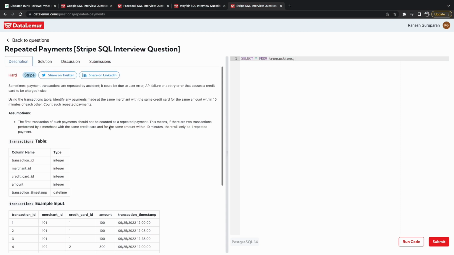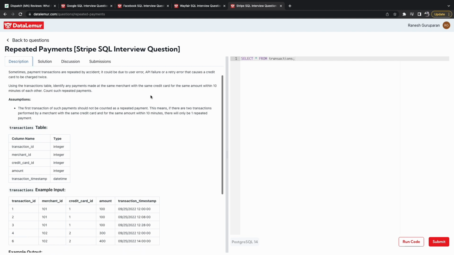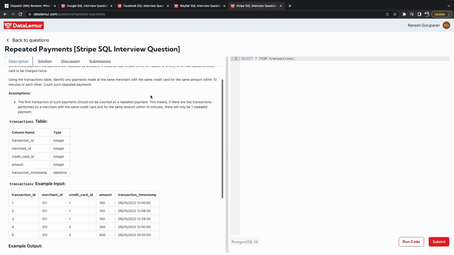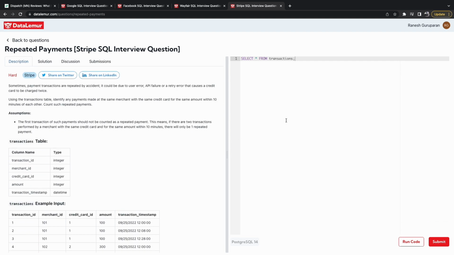Alright, we're going to be doing the Stripe repeated payments question from SQL. Here we're going to look at payments that are repeated by accident due to a user error or API failure. We are going to identify any payments that are made by the same merchant with the same credit card for the same amount within 10 minutes of each other. So those are error payments, I guess. And we want a count of how many of those payments have occurred.